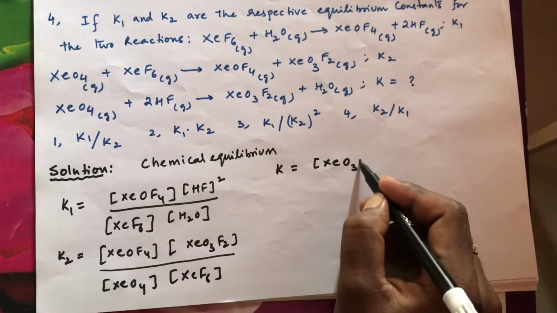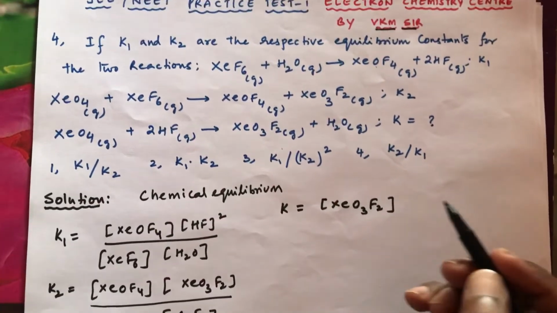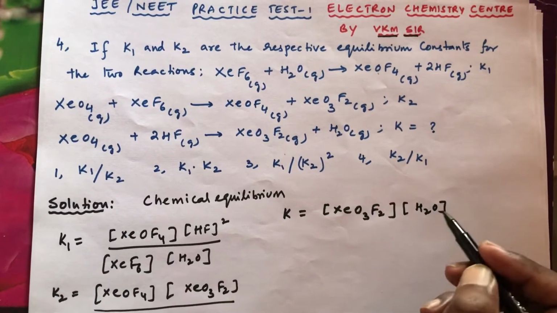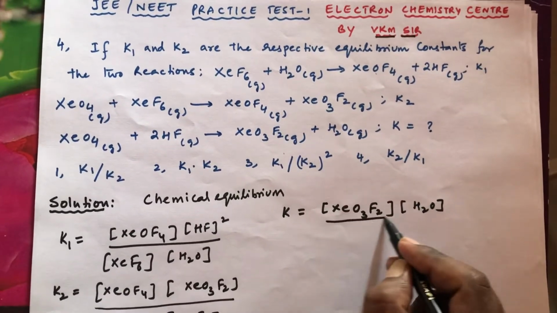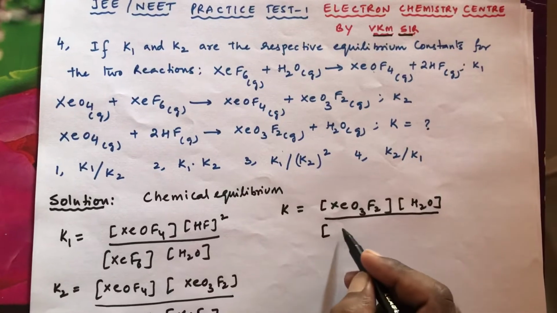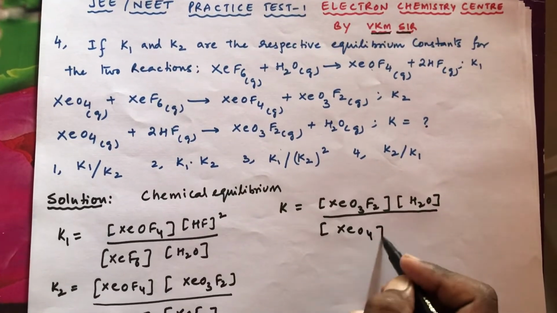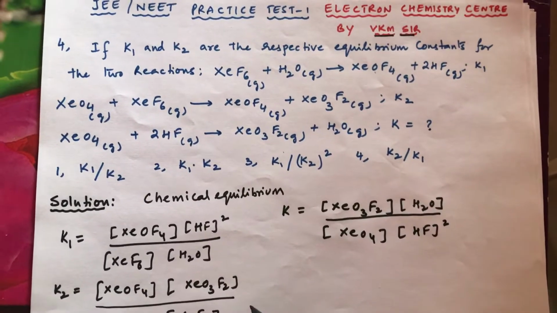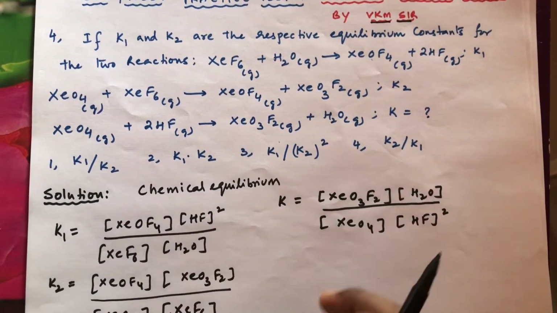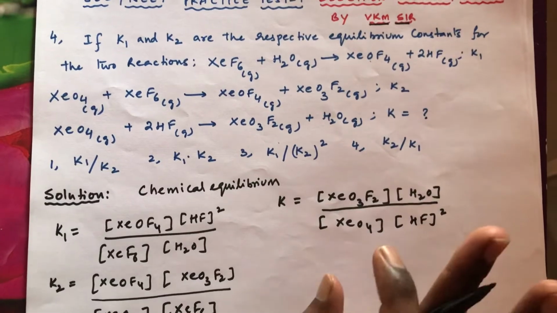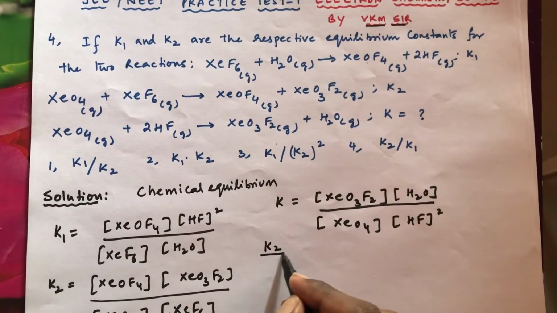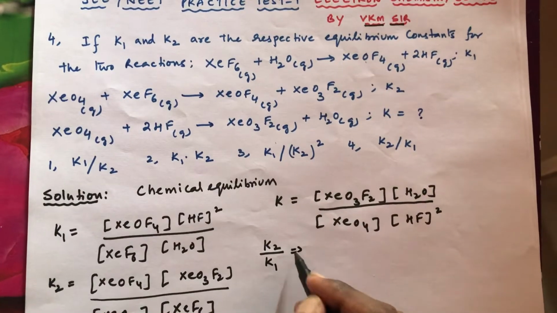The equilibrium constant expression is XeO3F2 into the concentration of H2O upon XeO4 into the concentration of HF whole square. Which relation among these four options can give this K? That is our question. So I am trying to give it with the help of K2 by K1.